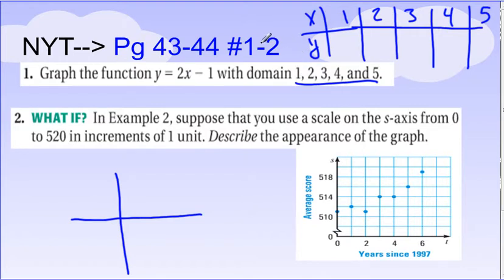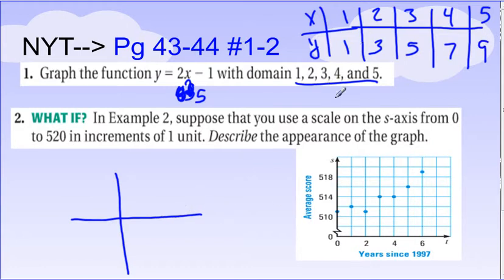So if I take 1 and plug it in, 2 times 1 is 2, minus 1 is 1. Plug in 2. 2 times 2 is 4. 4 minus 1 is 3. Plug in a 3. 2 times 3 is 6. 6 minus 1 is 5. Plug in the 4. 2 times 4 is 8. Minus 1 is 7. Plug in a 5. 2 times 5 is 10. Minus 1 is 9. All right.